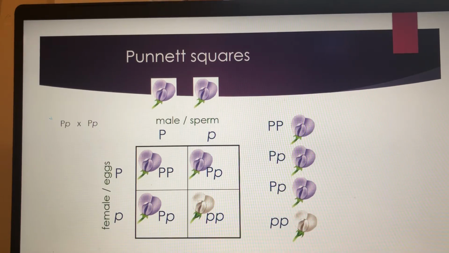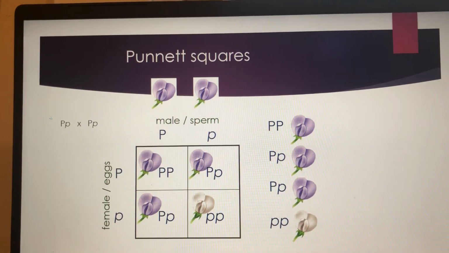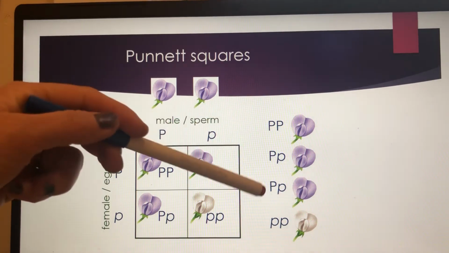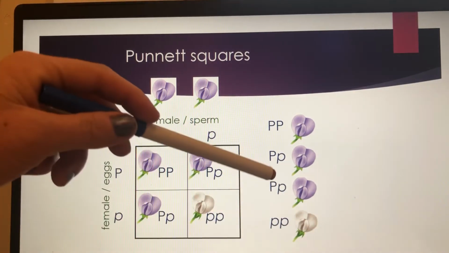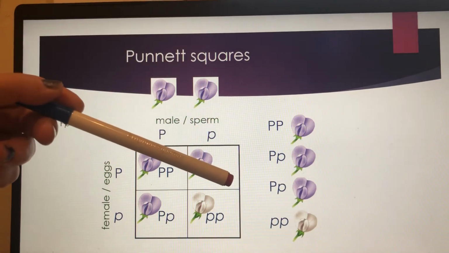And here we go. We could talk about this offspring having a phenotypic ratio of 3:1, 3 purple flowers to 1 white flower. Or we could say it has a genotypic ratio of 1:2:1. 1 homozygous dominant purple, 2 heterozygous purples, and 1 homozygous recessive white. So there's different ways that we can express what the offspring are.